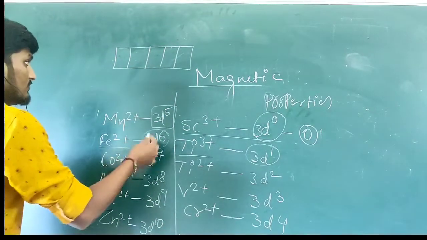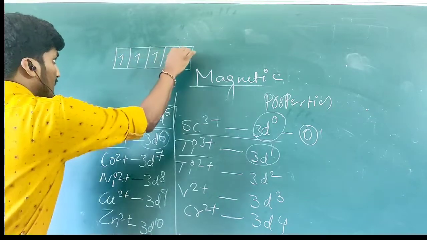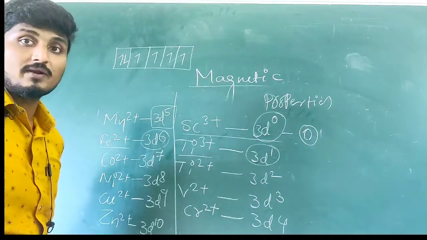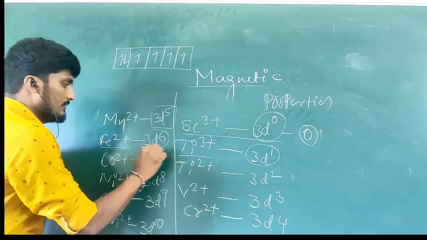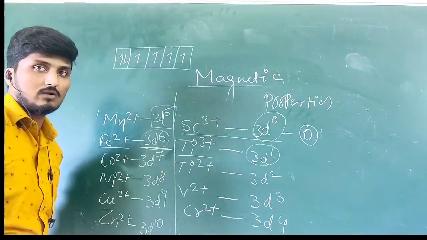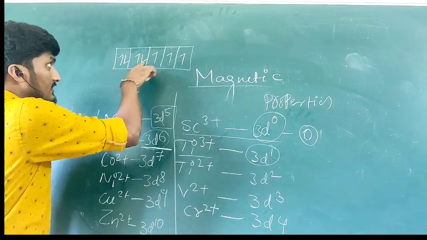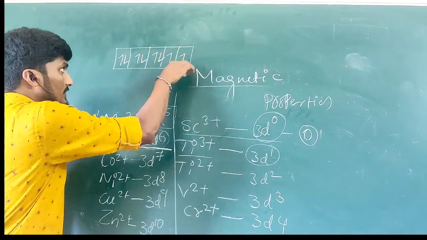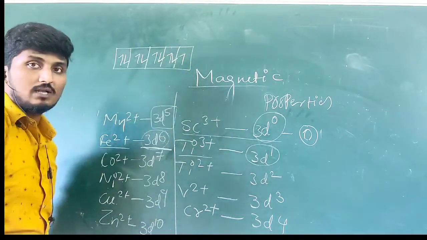After the fifth electron, what is going to happen? Till 5 it will be like this. After 5, the sixth electron will be paired over here. So how many unpaired electrons can you write? Only 4. In iron 2+, 3d6 will be coming, so 4 unpaired electrons. If you take cobalt, 3d7 is there, so 3 unpaired electrons. Nickel, 3d8 is there, so 2 unpaired electrons. If you go to copper, 3d9 is there, only 1 unpaired electron.